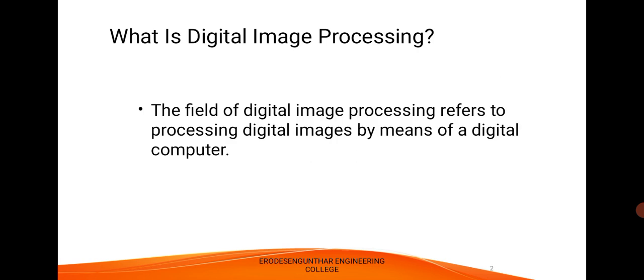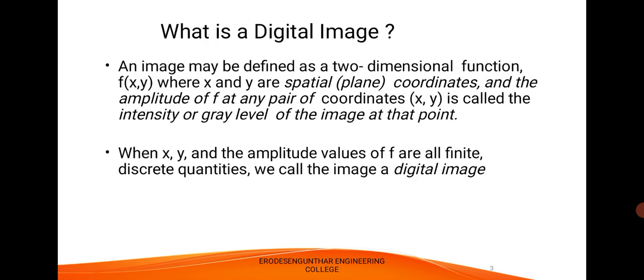So, what is digital image processing? This field refers to processing digital images by means of a digital computer. So, you have to know what a digital image is. A digital image can be defined as a two-dimensional function f of x comma y, where x and y are the spatial coordinates, and the amplitude of f at any pair of coordinates x comma y is called the intensity or gray level of an image at that point.